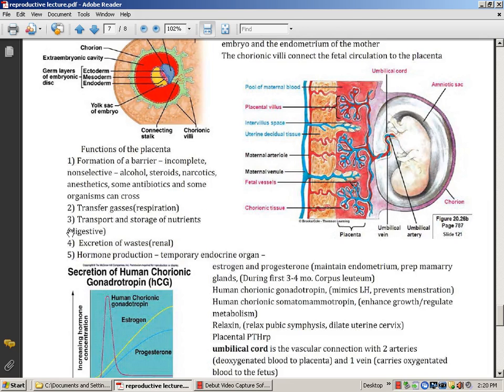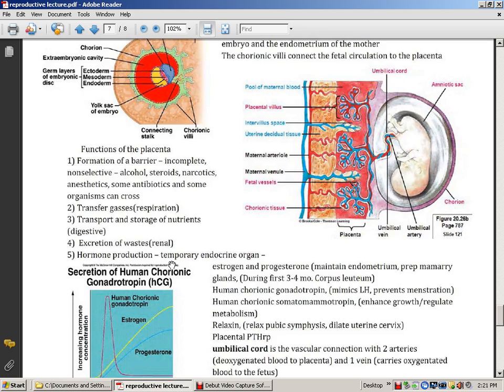Number 3, so transport and storage of nutrients. I already said that. Number 4, excretion of waste. What organ does it act like when it's excreting waste? The baby's metabolizing things inside of there, making waste products. It's making urea. It's making nitrates. It's making all kinds of things that its body wants to get rid of. So what's the placenta acting like now? Kidneys. It's acting like kidneys. So it's one organ that has the function of lots of organs.